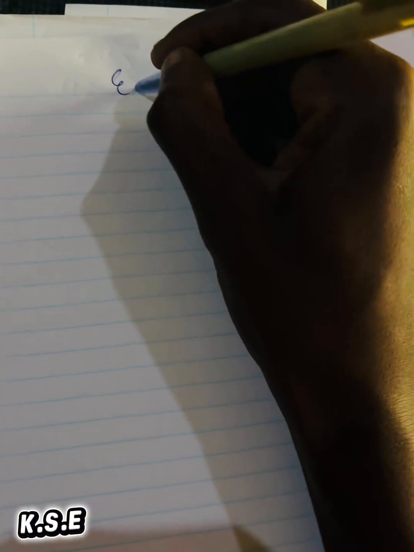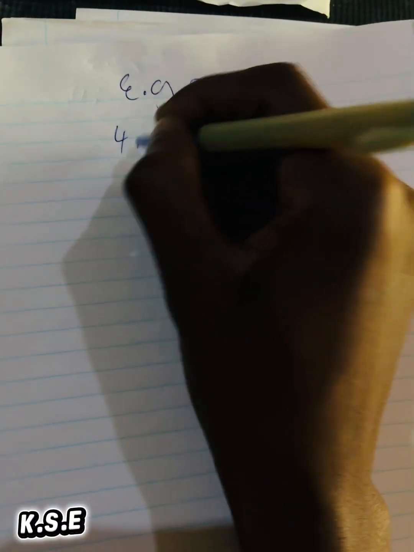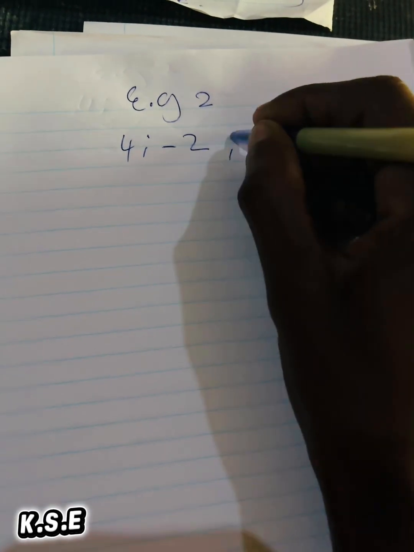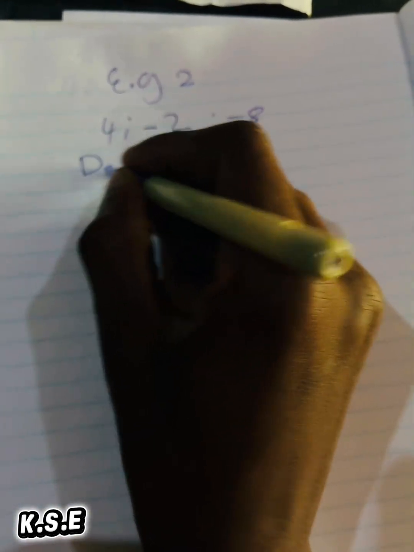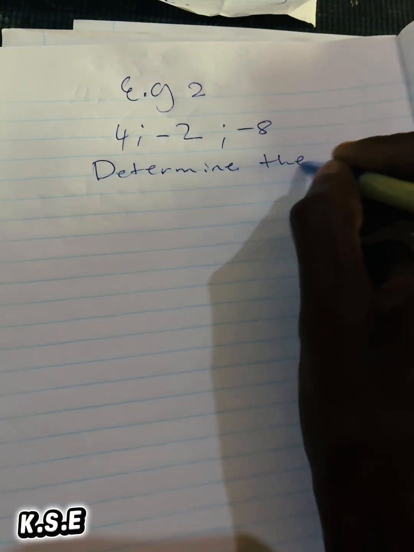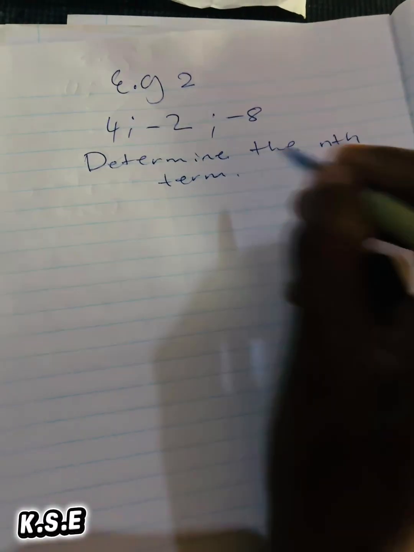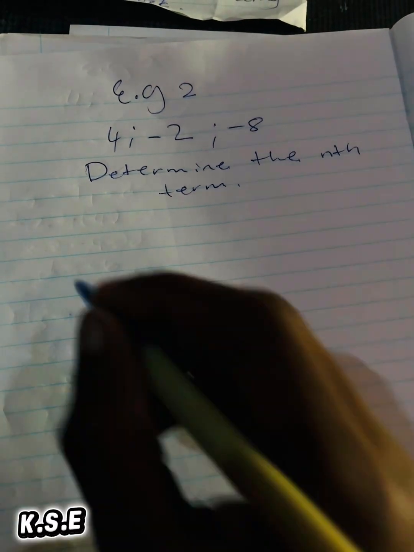Example 2, we're going to do example 2 now. So example 2 is going to be example 2. We have 4, -2, -8. So we're going to determine the nth term. Okay, we're going to determine the nth term. So how are we going to do that?